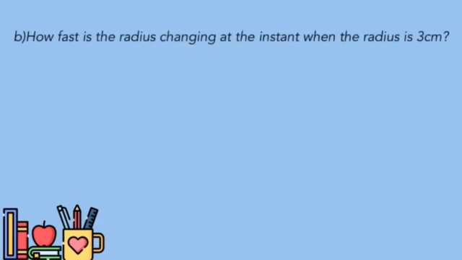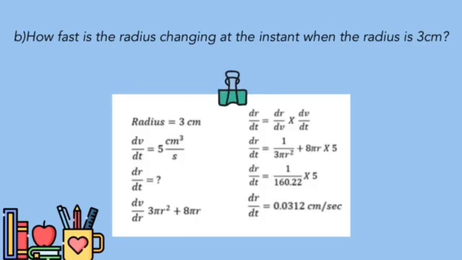B. How fast is the radius changing at the instant when the radius is 3 cm? To solve this question, we have the information that the radius is 3 cm, dV over dt is 5 cm³ per second, and we need to find dr over dt. First, we differentiate the volume of the cylinder from question A, and we get dV over dr, which is 3 pi r squared plus 8 pi r.